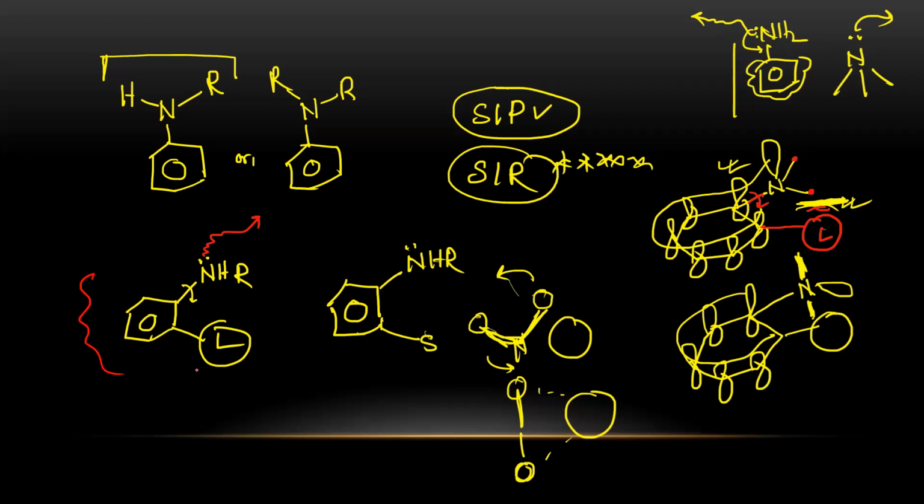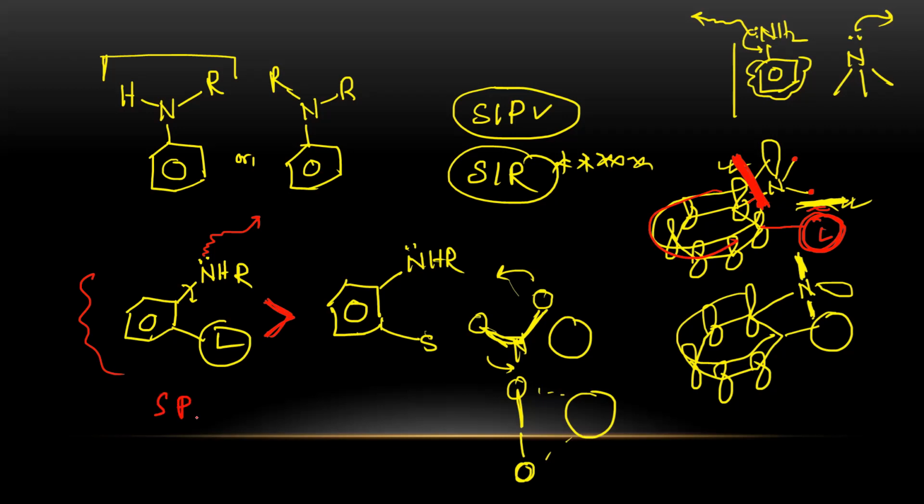So this is very much stable and very much basic. Of these two compounds, the first one is much more basic because here steric inhibition of resonance occurs, because the bulkiness of this alkyl group is disrupting the resonance between the nitrogen lone pair and the benzene ring. So it is steric inhibition of resonance.